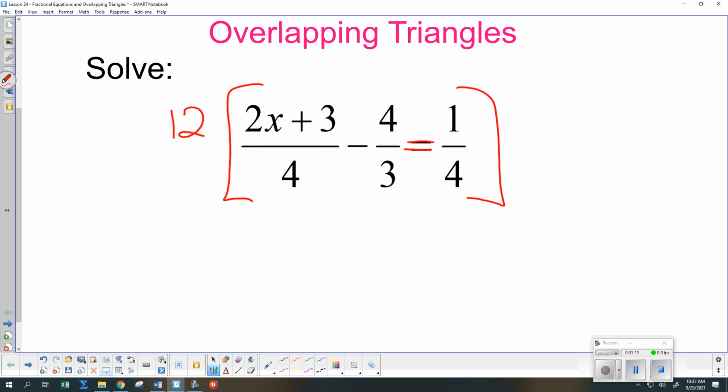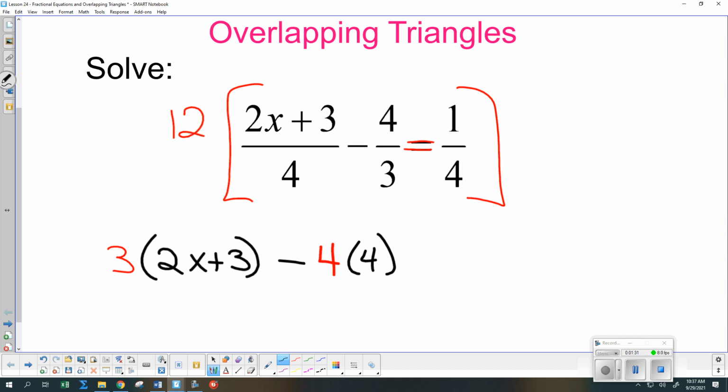So first, the 12 over 4 becomes a 3, and I still have that times the original numerator of 2x plus 3. And then I have minus, and the 12 over the 3 becomes a 4 times the original 4 that I had in the numerator of 4/3. And then that equals, and the 12 over the 4 simplifies and is just a 3. Thumbs up if you're with me.